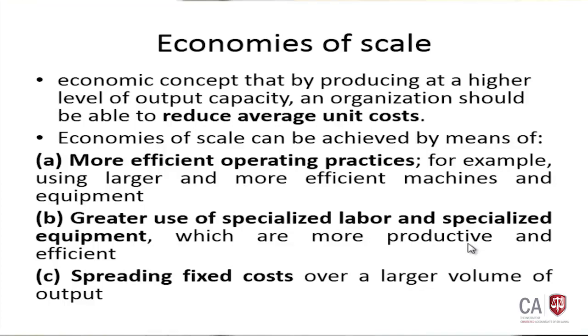So how can you obtain economies of scale? There are three ways of obtaining this. First one is more efficient operating practices, for example, using larger and more efficient machines and equipment. Second one, greater use of specialized labor and specialized equipment. For example, employees are more specialized in their jobs, which helps to get more results from them. Then third one, spreading fixed cost over a large volume of output.